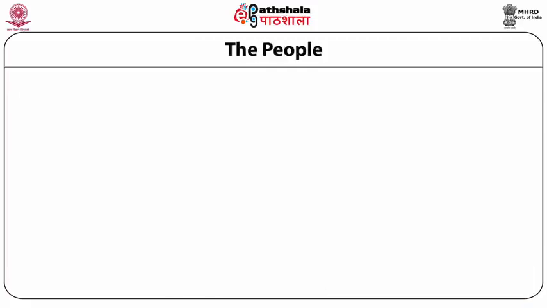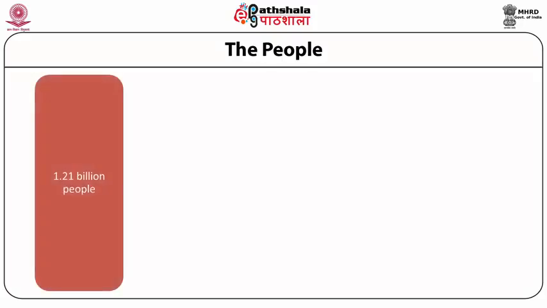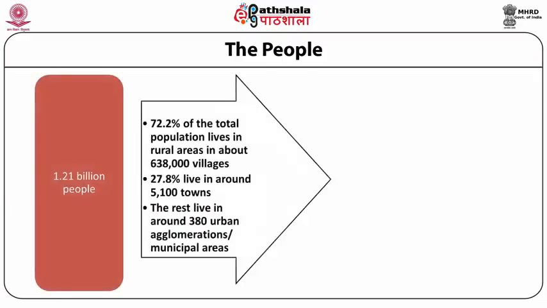If we look at the whole composition of both scheduled castes and scheduled tribes, with 1.21 billion people in India, around 72% of the total population lives in rural areas, in almost 6,38,000 villages spread across all the nooks and corners of Indian society, and almost 28% lives in 5,000 towns, mostly urban and semi-urban areas.